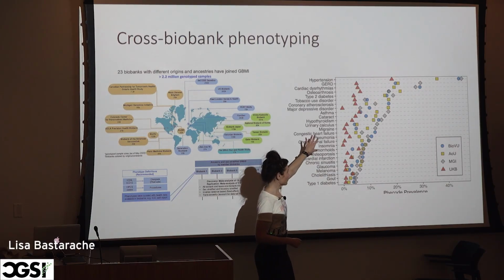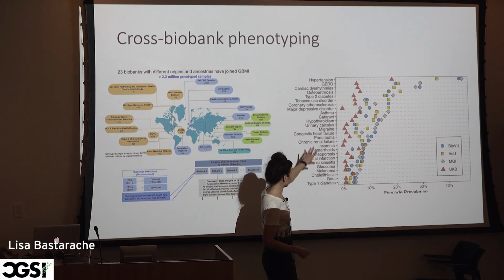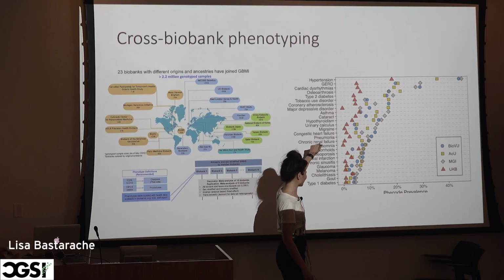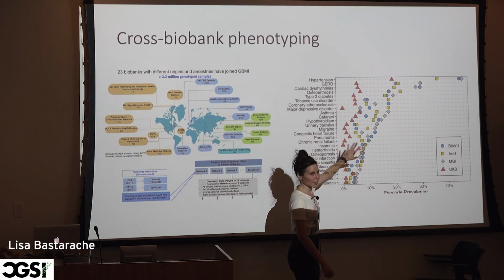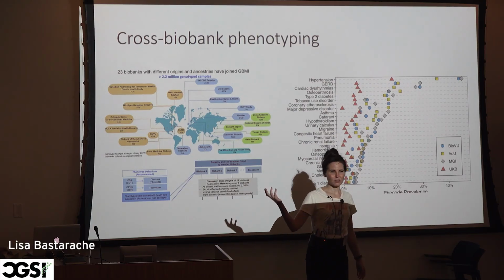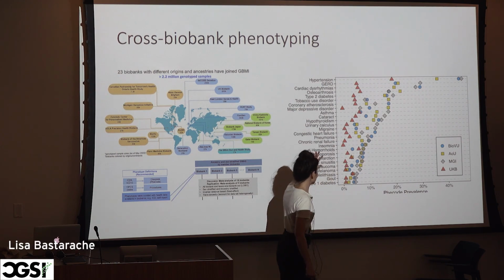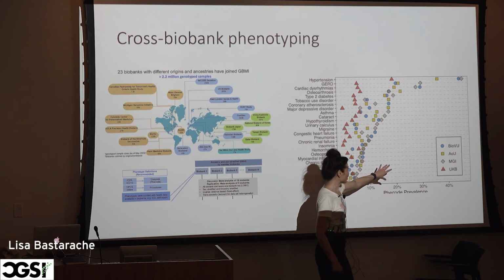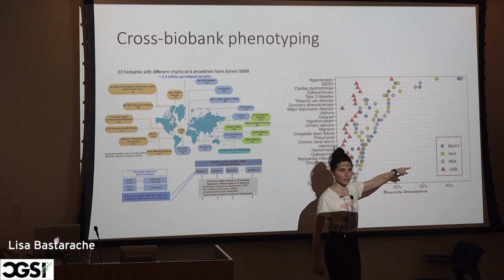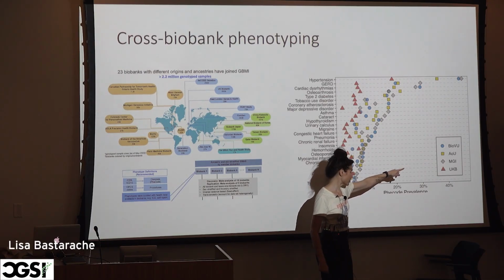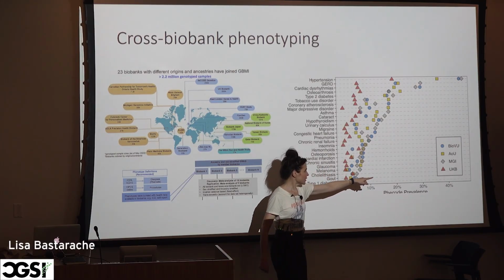And because a lot of these maps have been produced, and I believe they're published in one of the packages that we put out, you can then ask, what's the prevalence of hypertension in our cohort compared to UK Biobank, compared to All of Us? This is a plot where we're looking at BioVU, that's Vanderbilt's biobank, All of Us, MGI, that's my friends at Michigan, the biobank that they have there, and UK Biobank.